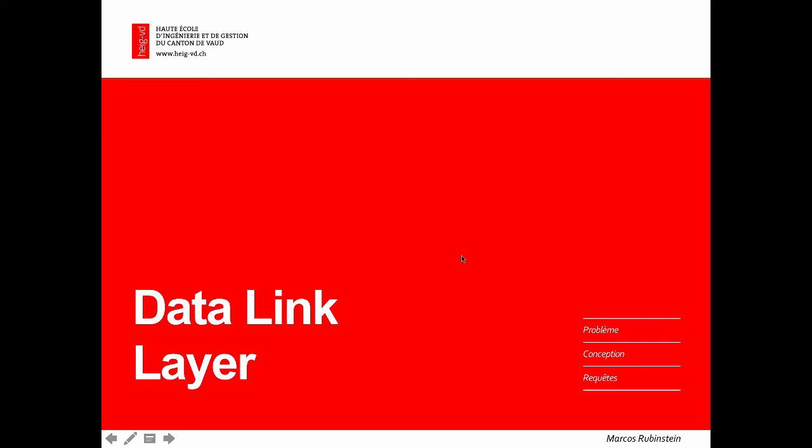In this video, we will present one of the functions of the data link layer. The data link layer's name in French is couche de liaison de données. The data link layer has different functionalities. One of them is called frame synchronization. The objective of this function is to separate the bit stream that is received by the physical layer into frames. Let us see why this is needed and how it works.